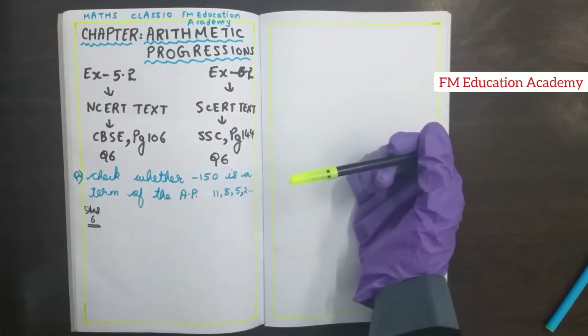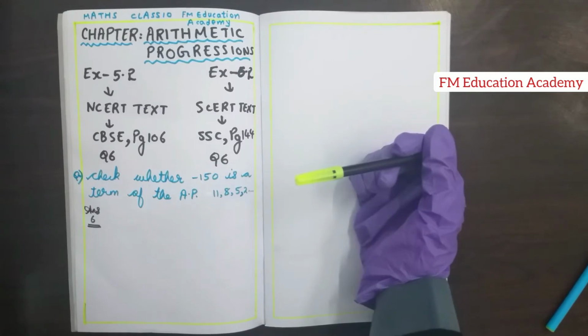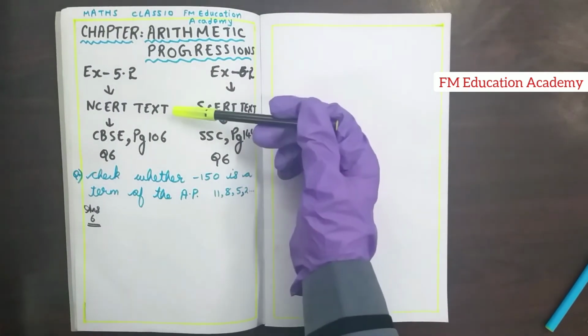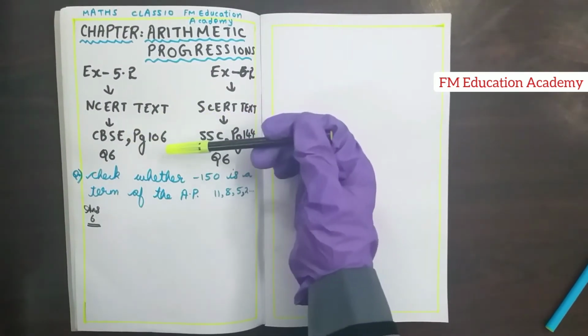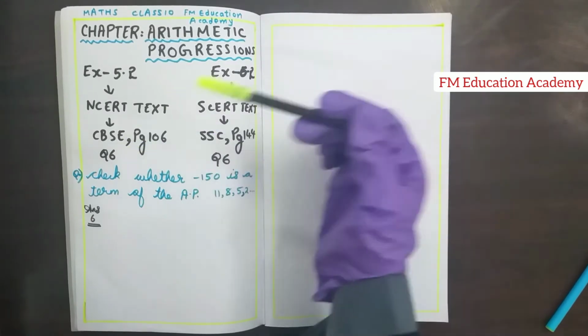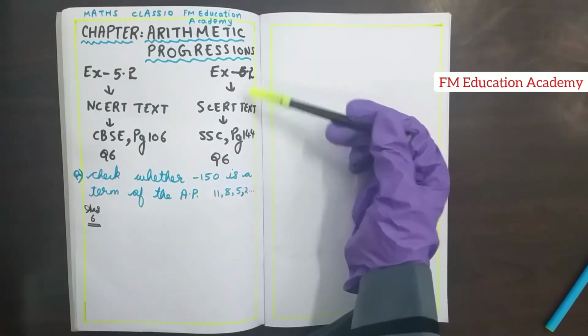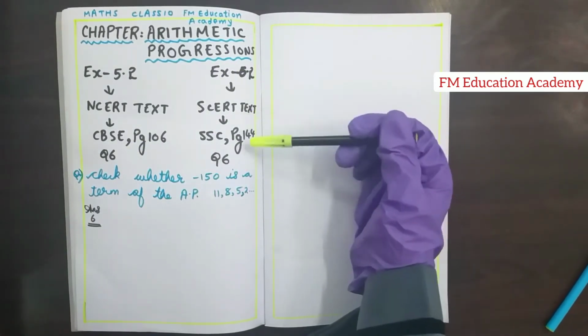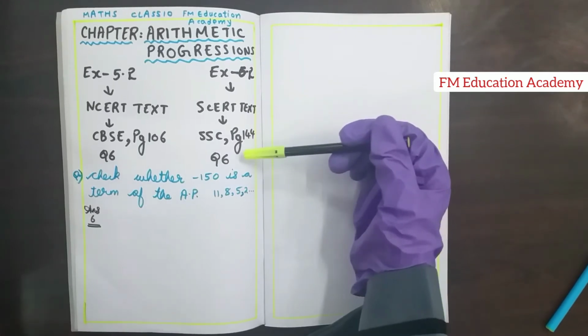In today's video lecture, we are going to see a question of chapter Arithmetic Progressions of Maths Class 10th, which is present for CBSE as well as SSE. This question is in exercise 5.2 of the NCERT textbook of CBSE on page 106, question 6, and it is present in exercise 6.2 of the SCERT textbook of SSE on page number 144, question 6.